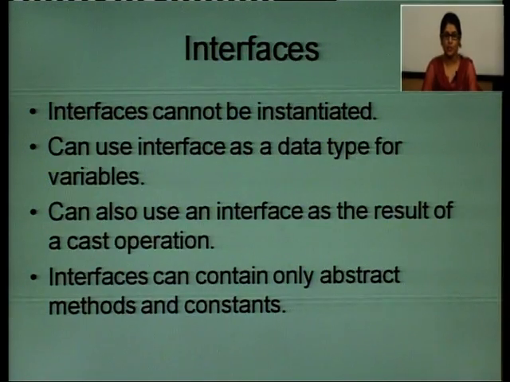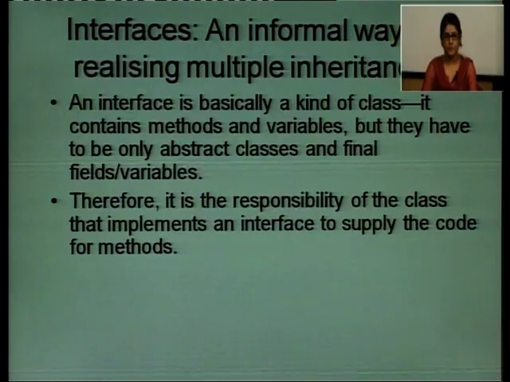An interface can contain only abstract methods and constants. Abstract means you won't define the methods residing in your interface, and all the variables that you declare in your interface will be constants. That means the value you assign to your variables in the interface will not be changed where you implement your interface. So these are a few things that you should know while implementing interfaces in Java.